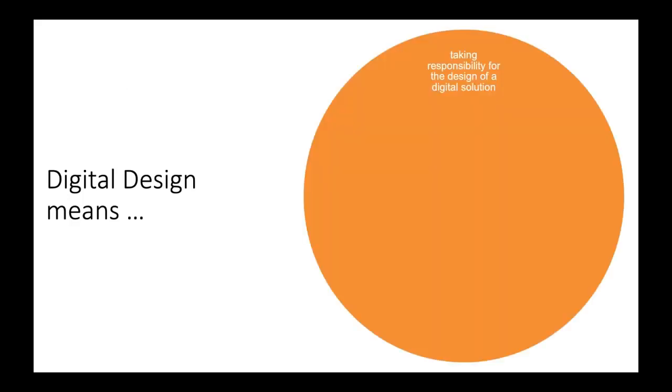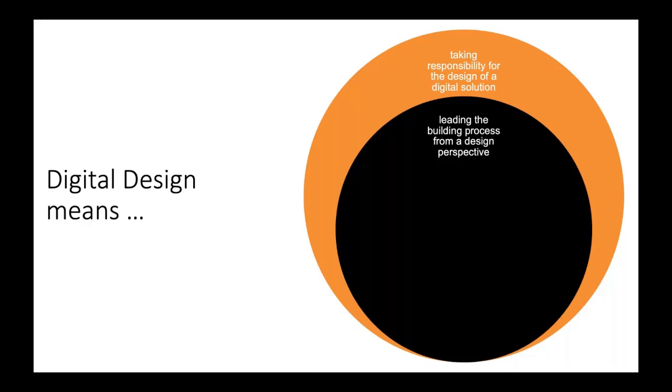For us, digital design has various layers. The most important one is that a digital design professional takes responsibility for the design of a digital solution. This is something we learned from building architects and industrial designers. They really live for their products. It's theirs. They are the authors of the solution and the product. And in the same sense, a digital design professional should feel responsible for their own solution. The next thing is that a digital design professional is a leader in terms of the design perspective in the whole process, which means he's not only responsible, but he's also making major decisions in terms of functionality, in terms of features, in terms of budget, in terms of timing, and so on.